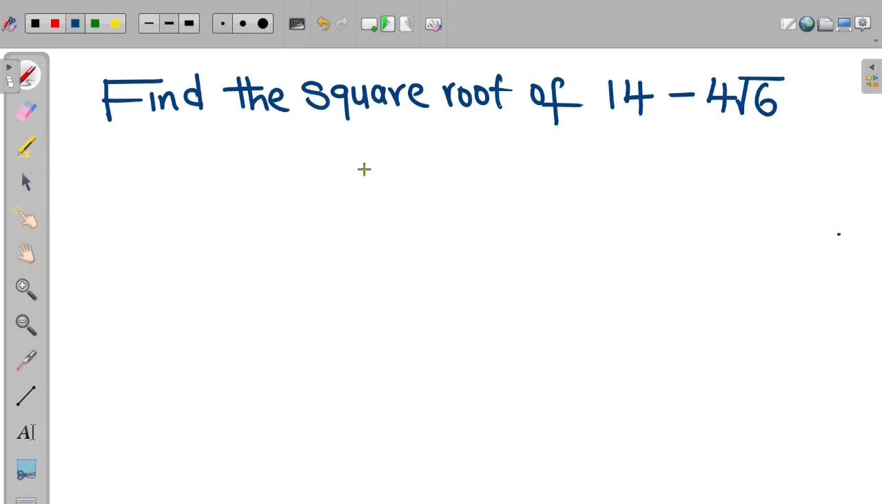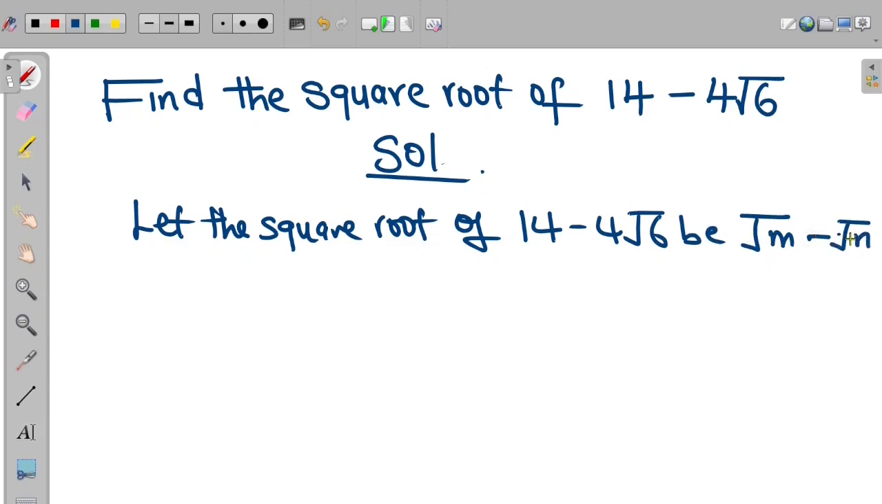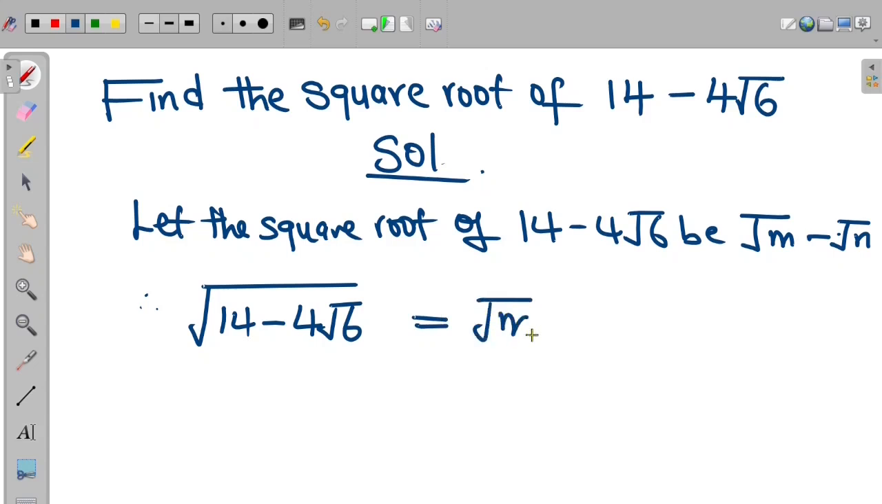So, in this question, we are asked to find the square root of 14 minus 4 root 6. So, we have that let the square root of 14 minus 4 root 6 be root m minus root n. So that is to mean that the root of 14 minus 4 root 6 will be equal to root m minus root n. The first step here is that we are going to square both sides.